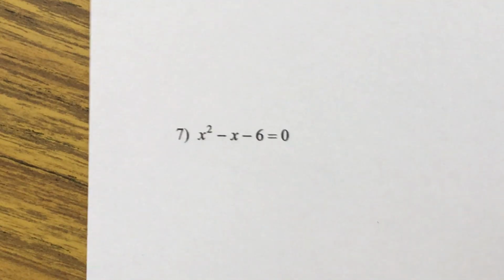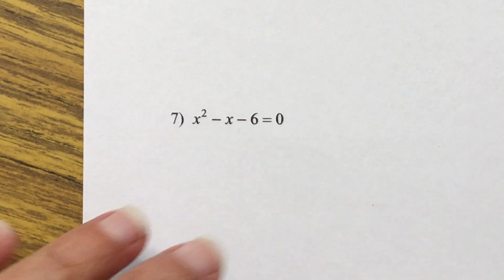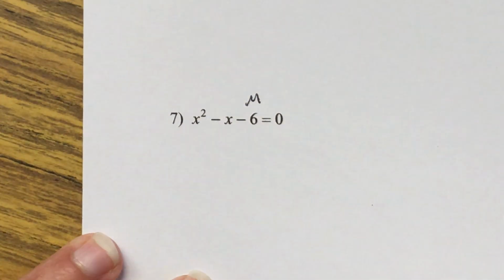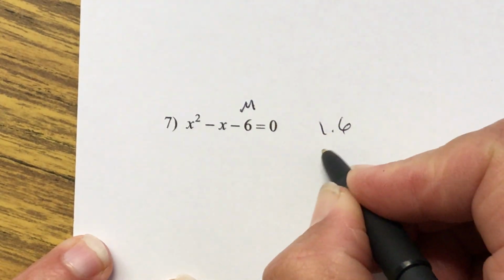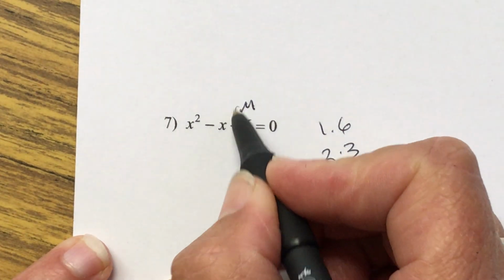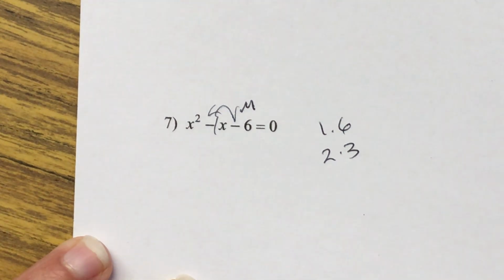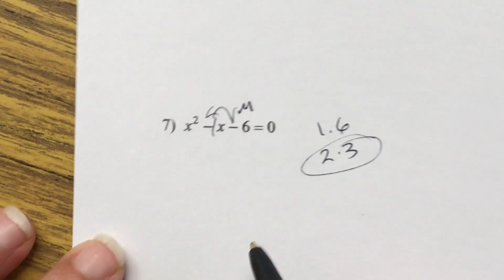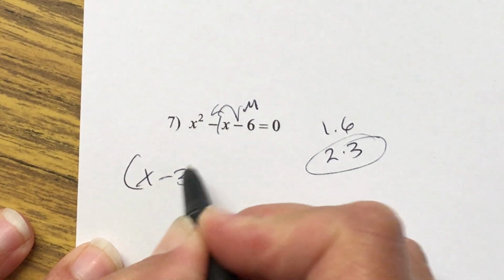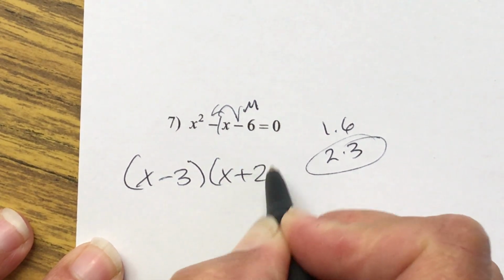7, definitely factorable. So I'm thinking of all the things that multiply to give me 6. That's 1 and 6, 2 and 3. Do any of those subtract to give you negative 1? Definitely. So we're going to have x minus 3, x plus 2.